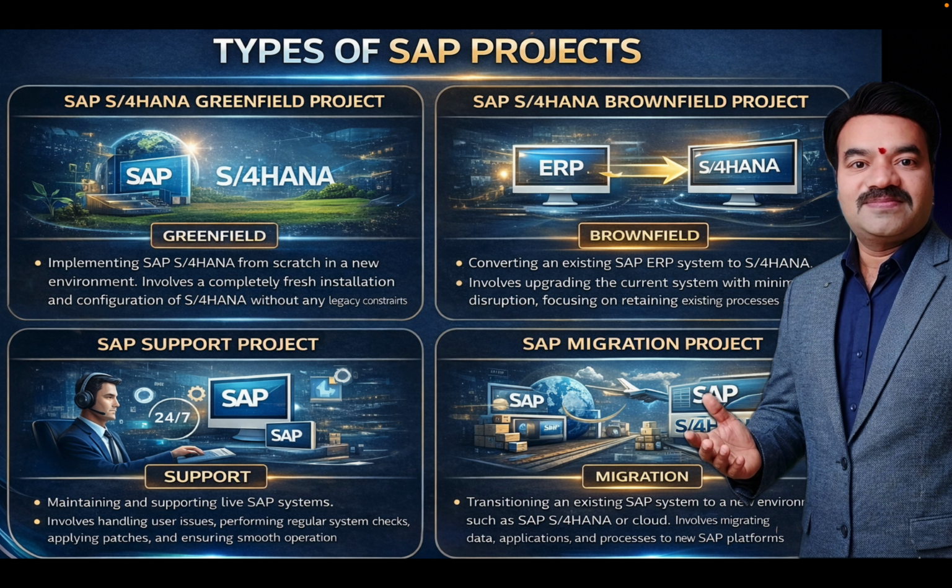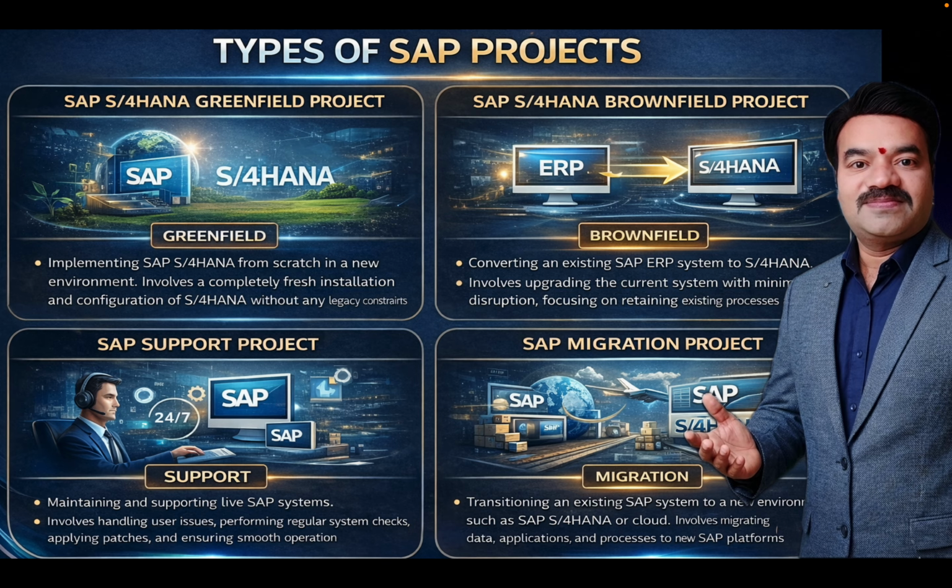Now, even if you are not counting the number of people required for an SAP S4HANA Greenfield project or Brownfield project, with a rough calculation, at any given point of time throughout the world, we need 45 to 50 lakh people working on the support project.